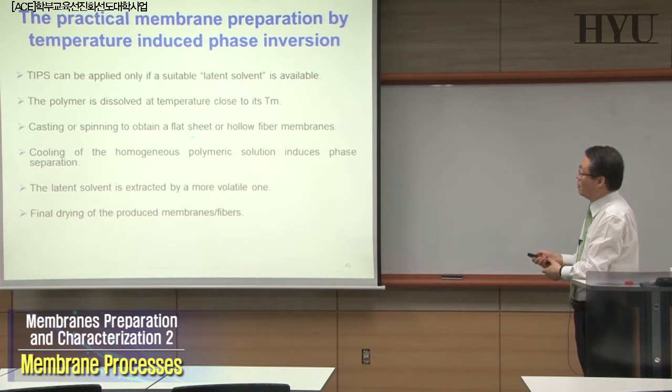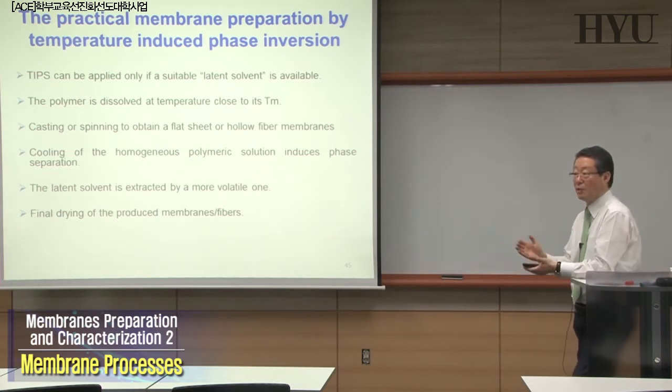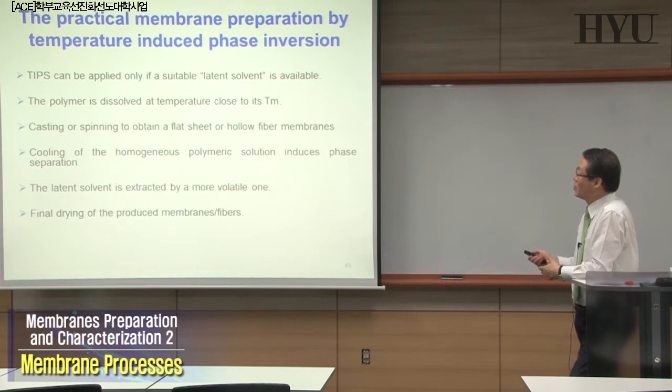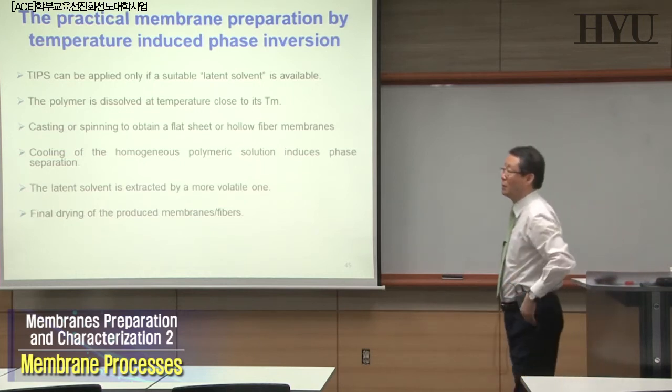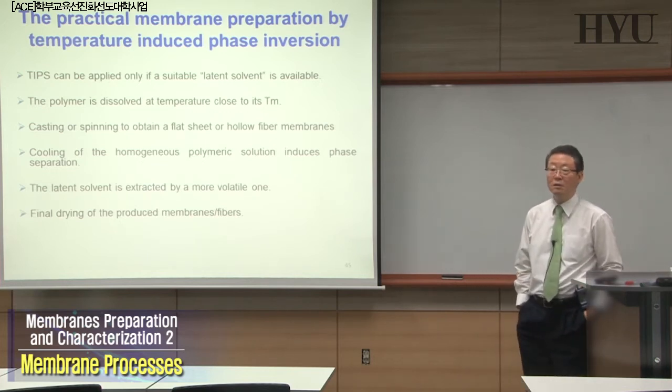We can make the hollow fiber, and we can make a flat sheet by using TIPS, by casting or spinning. When you want it to cool, the cooling rate and cooling medium are very important to induce your phase separation. The latent solvent in the dope solution will be extracted. Right? So when you extract the latent solvent, that is very important as well. The latent solvent for the TIPS process of PVDF membranes has been NMP or, in many cases, dioctyl phthalate or dibutyl phthalate.